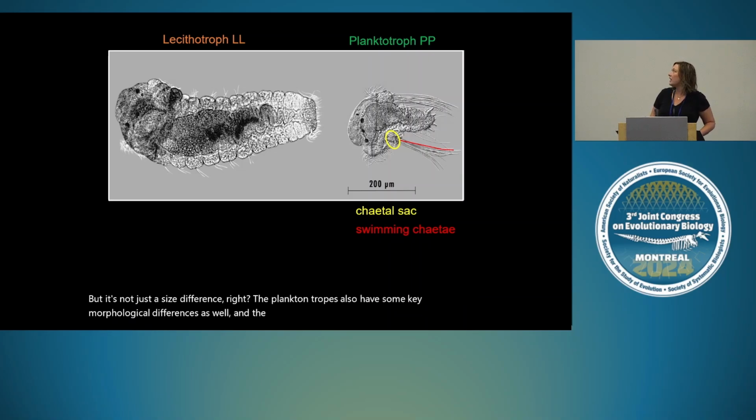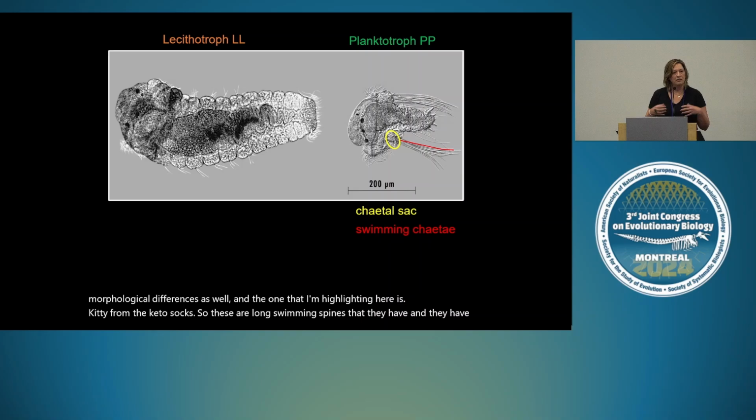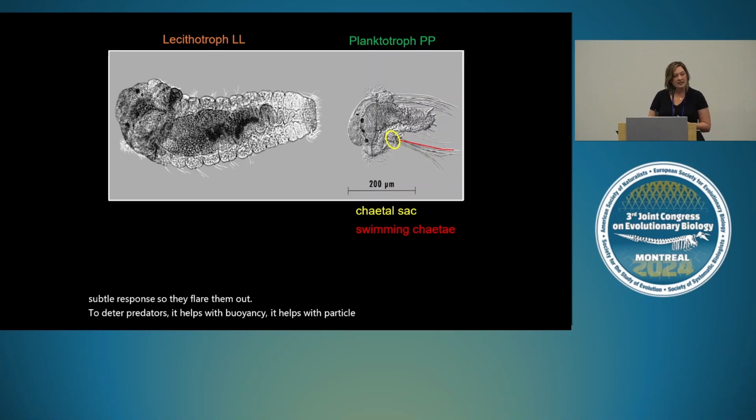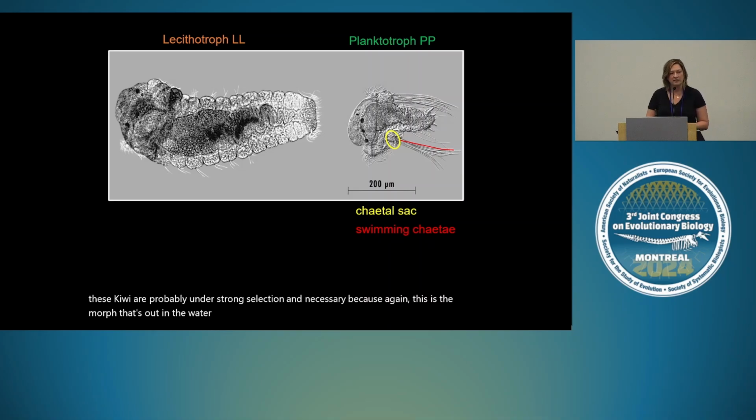The one that I'm highlighting here is the chaetae from the chaetal sacs. These are long swimming spines, and they have a startle response. They flare them out to deter predators. It helps with buoyancy and with particle capture. We think that these chaetae are probably under strong selection and necessary because, again, this is the morph that's out in the water column for 3 weeks, subject to a lot of mortality and predation. And the lecithotroph never makes these chaetae at any point in their development, right? So it's not just a scaling or size difference. There are some key morphological differences as well.